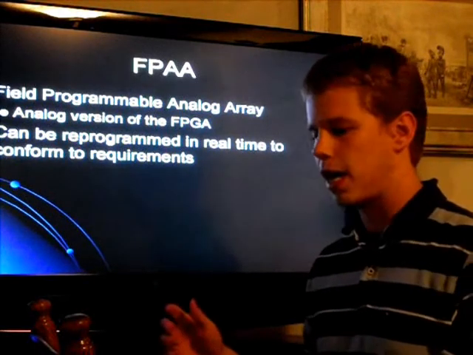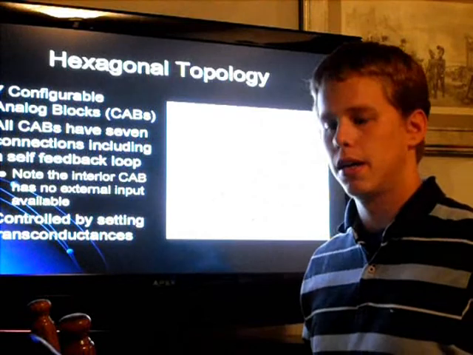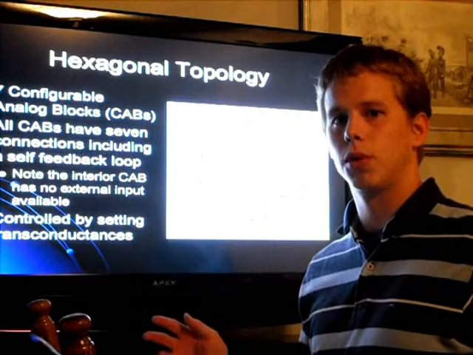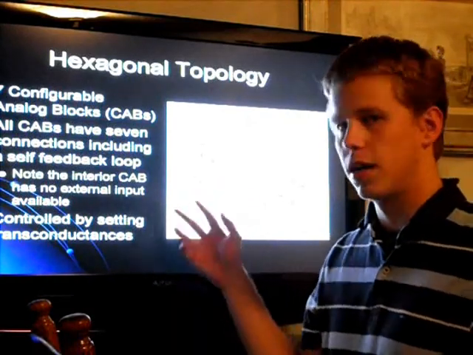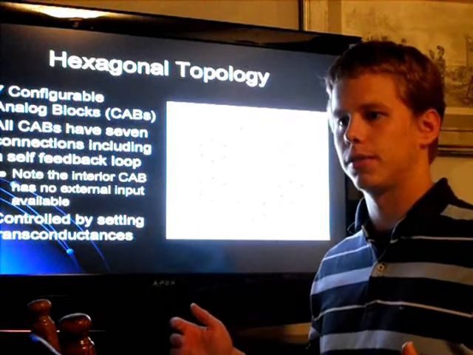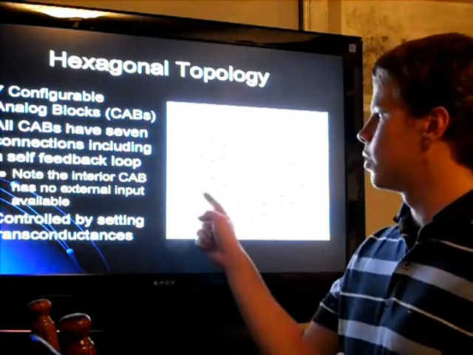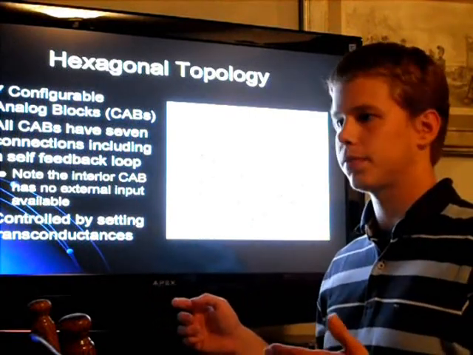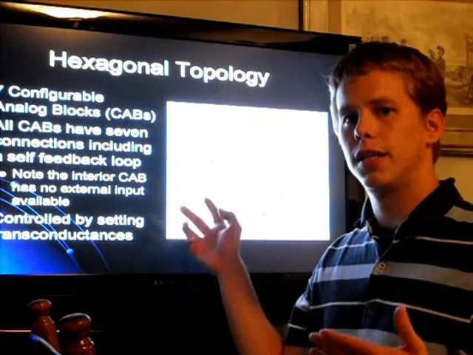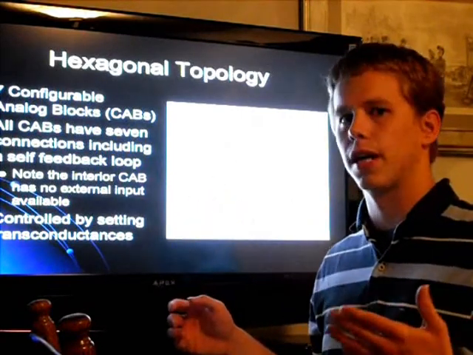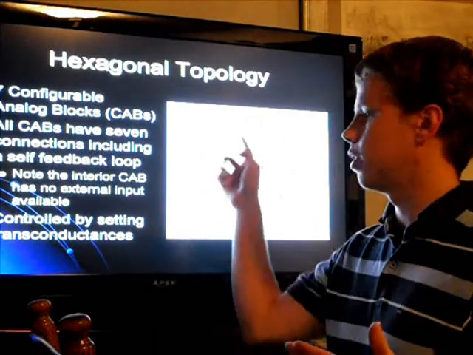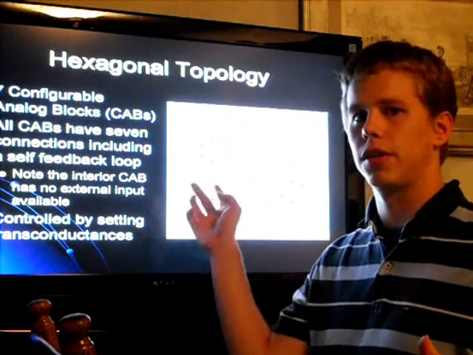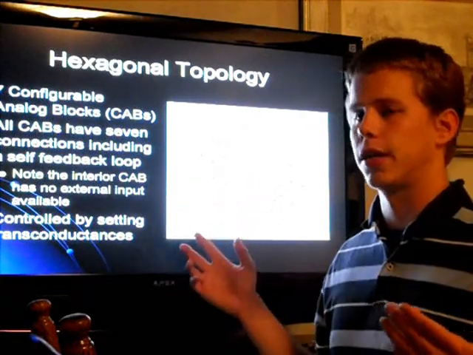Now a particular topology that I found for an FPAA is this hexagonal topology, and it consists of 7 configurable analog blocks, or CABs, as you can see here, and each CAB has 7 connections. Now the exterior ones, 6 of them, all have an input connection, whereas the interior CAB has no input connections because all its connections are taken up by the exterior cells. However, each of these CABs has an output that can be connected to.